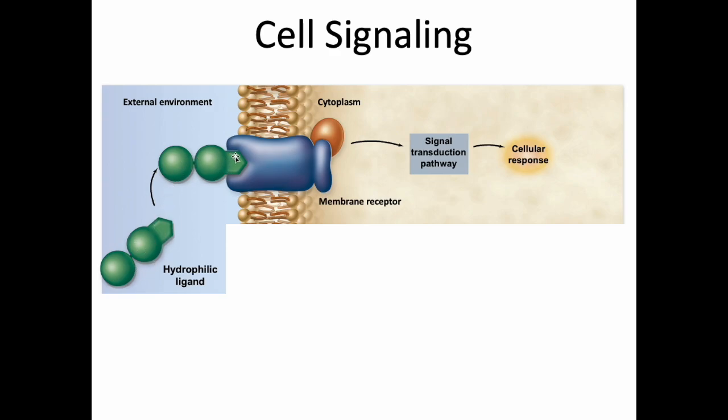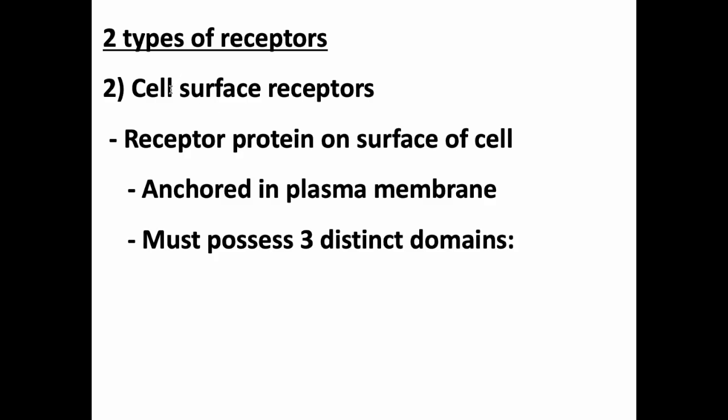It just needs to bind to the portion of this receptor that's facing the outside world. So, receptor in cell surface receptors, the receptor protein is on the surface of the cell, anchored within the plasma membrane, and in order to do its job, it actually needs 3 distinct domains.